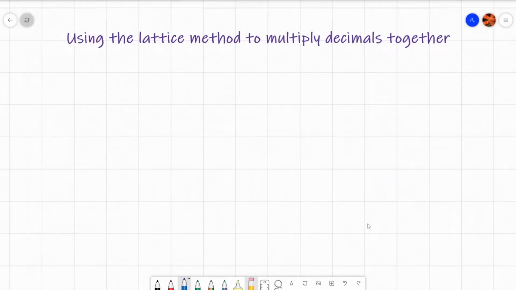The lattice method to multiply decimals together. Let's have a look at a few examples. So let's do 4.6 times by 3.2. You need to write any one of the decimals. I'm just going to do it in order first.